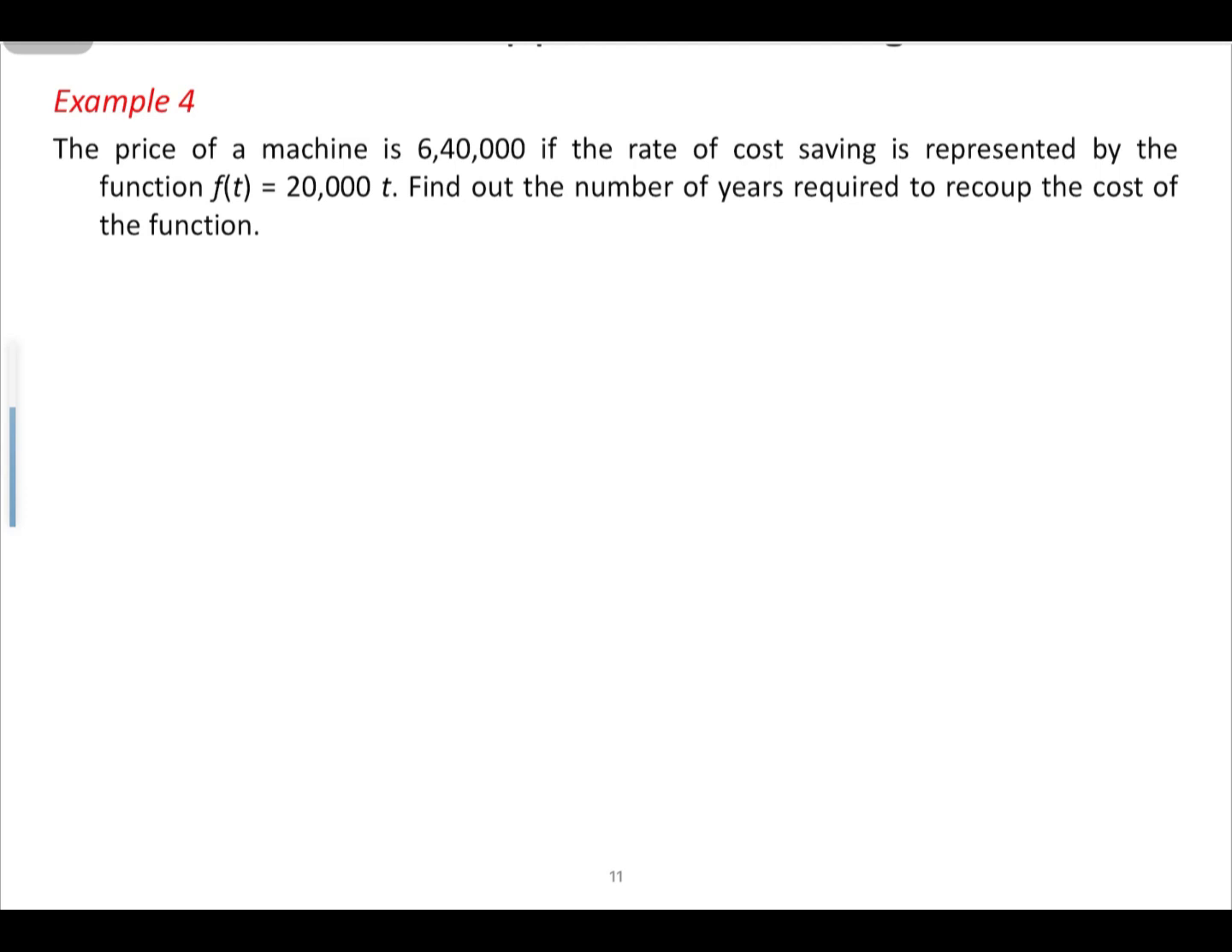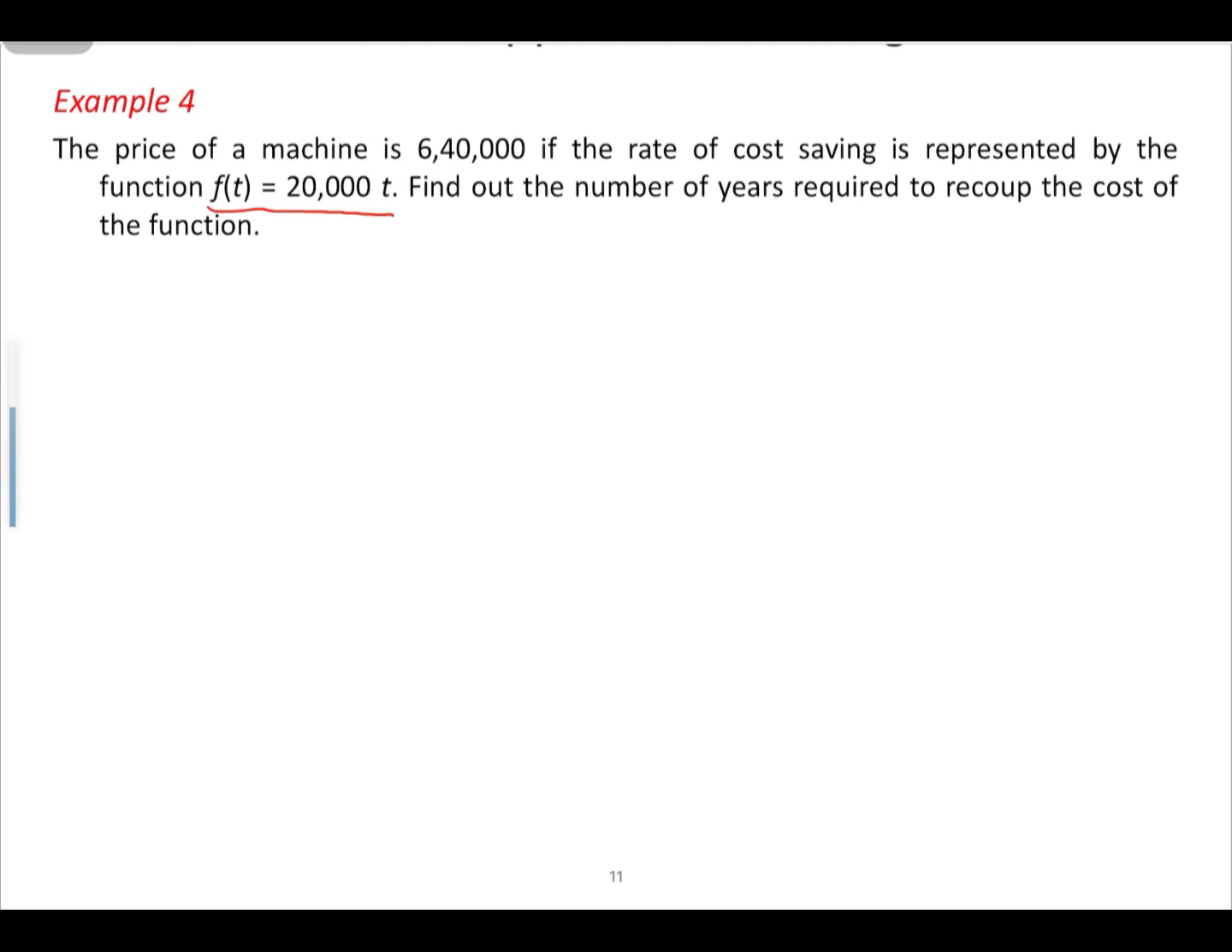The price of a machine is 640,000. If the rate of cost saving is represented by the function f of t equal to 20,000 t, find out the number of years required to recoup the cost of the function.